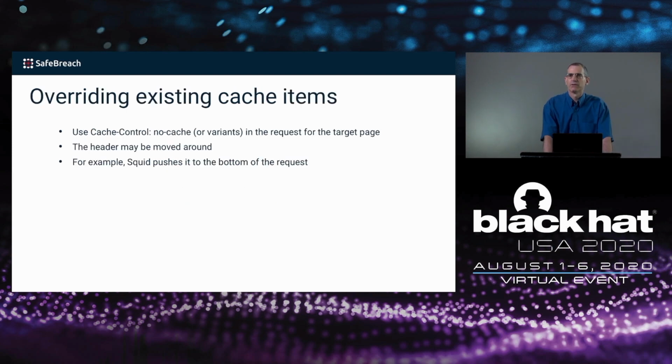One last tip for overriding existing cache items. So sometimes a page is cached and you want to poison it. You can use a cache control no-cache for the request that involves this page, and the header may be moved around, so you need to be careful about it when you calculate payload lengths and offsets.